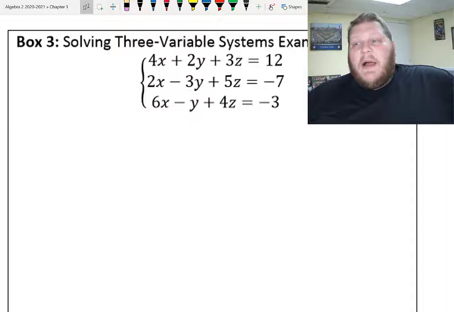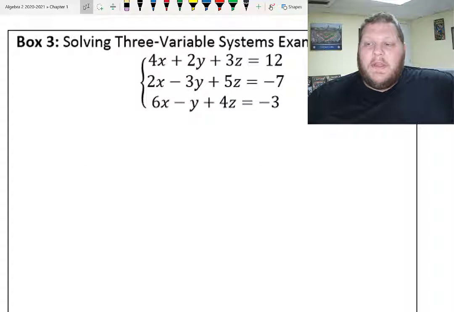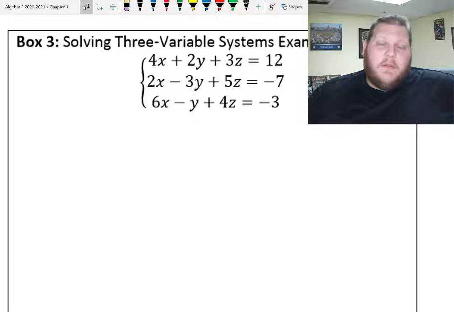So moving on to box 3, we're getting into the new stuff for Algebra 2. So this is a 3-variable system of equations. It has 3 variables in it, and in order to be able to solve a system, we need to have the same number of equations as we have variables. If I had three variables and only 2 equations, it would be impossible to solve. Couldn't do it. So in this case, we have 3 variables, we have 3 equations. It looks super intimidating and scary.